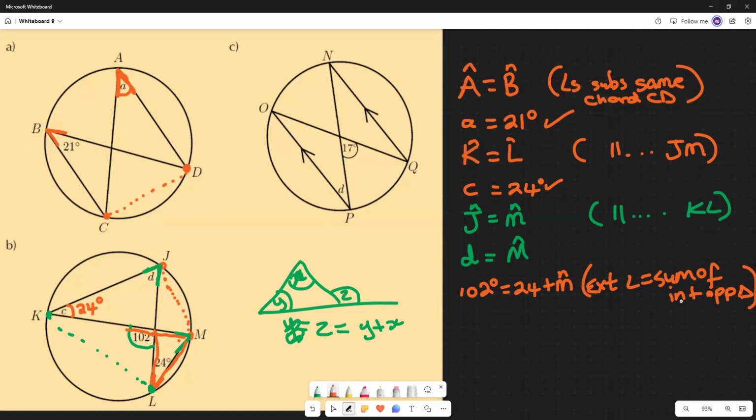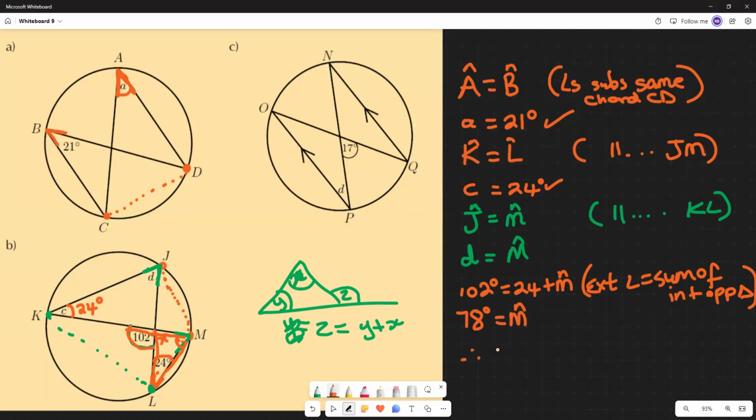Do you see? So these ones are the interior opposite angles in the triangle. This one is not, because it's closer to this one. So the sum of this one and that one will give you the exterior. Now, what is 102 minus 24? Sorry, we need to minus it. So it's 78 degrees equals angle M.